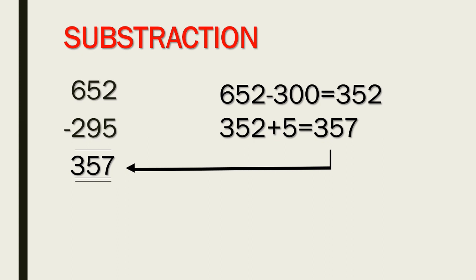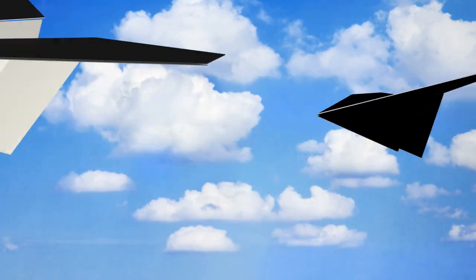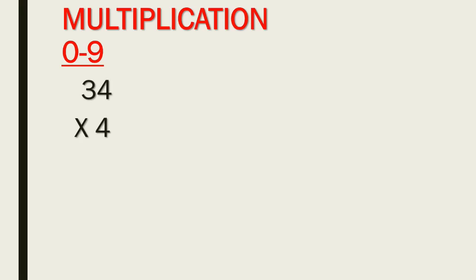Let me give you another example, which is 52 minus 28. So 52 minus, you subtract 30. The answer is 22, and then you add 2, which is the number in between 30 and 28. So the answer is 24.